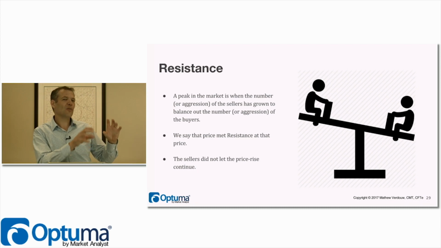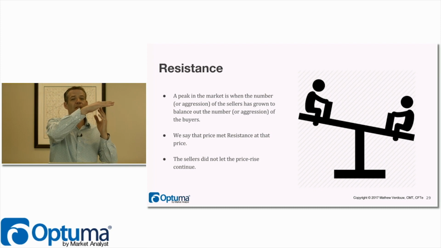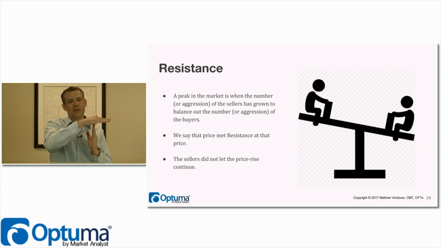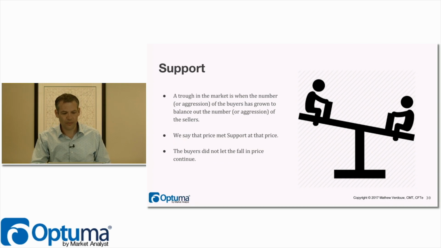So you get this equilibrium that happens. Now, if that keeps happening at a certain price, where the buyers push it up, then the sellers come in and lock it off, then we say that there's resistance at that price. There's resistance which is stopping the price from going any higher. And that's what we define as a resistance zone.